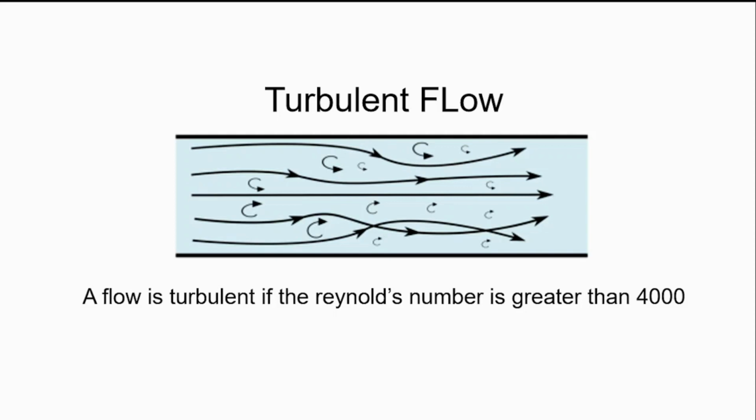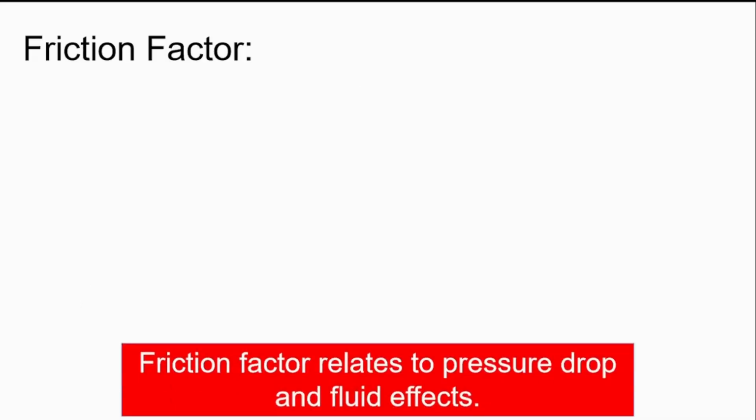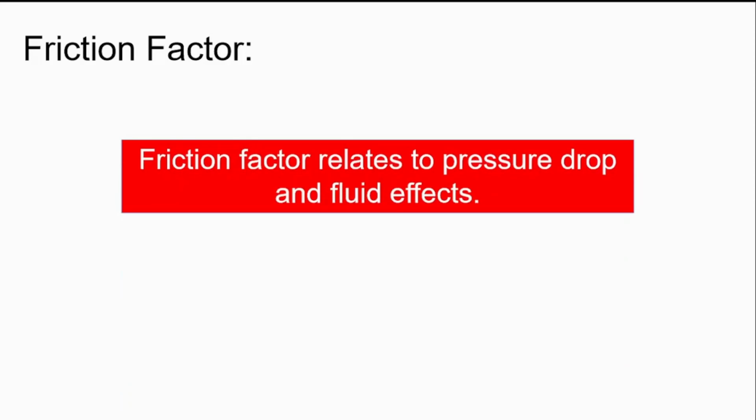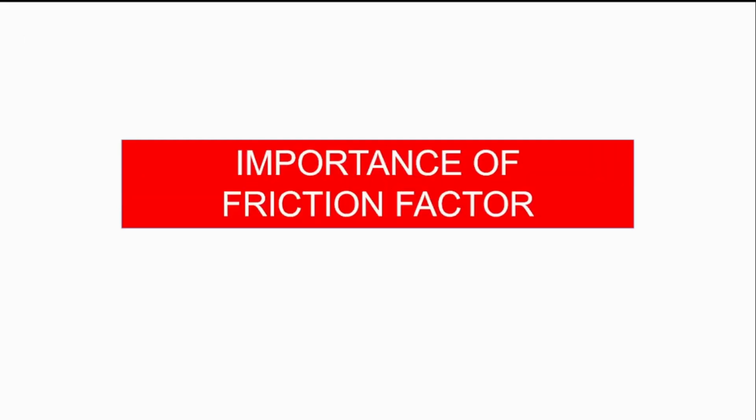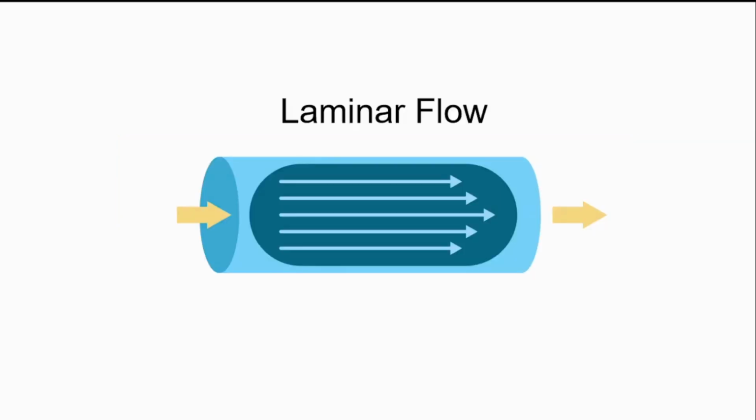All right, so let's look at the friction factor. Friction factor relates to pressure drop and fluid effects. Now, why is friction factor important? For us to estimate losses in kinetic energy that the flow experiences due to head loss, it is important to calculate the friction factor. For a laminar flow, the friction factor depends only on the Reynolds number, and it is independent of the internal conditions of the pipe.